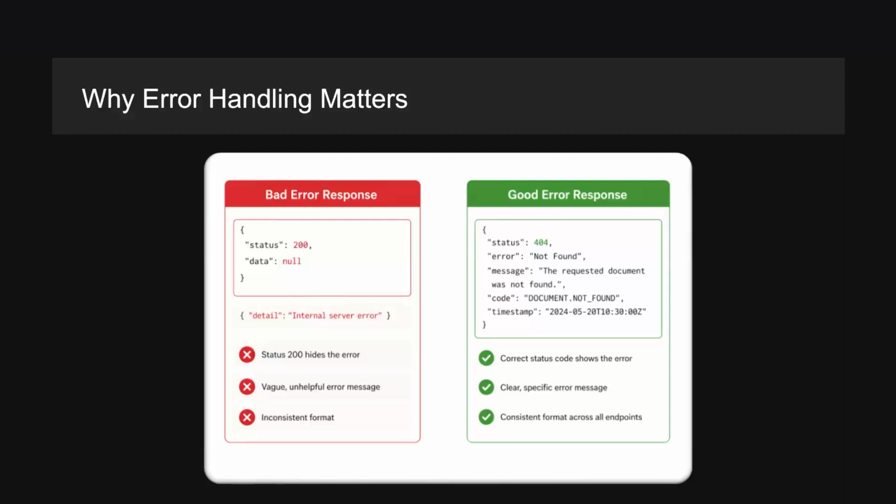On the right, a good error: status 404, a clear message saying exactly what wasn't found, an error code, even a timestamp. The difference matters because whoever is calling your API needs to know what went wrong and why. A bad error response is actually worse than no response. It sends the caller in the wrong direction.